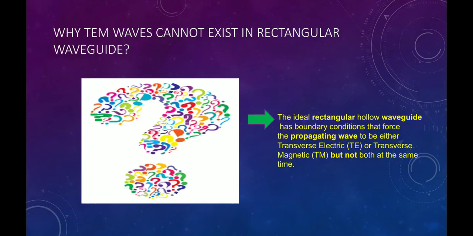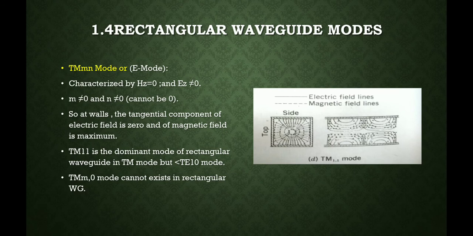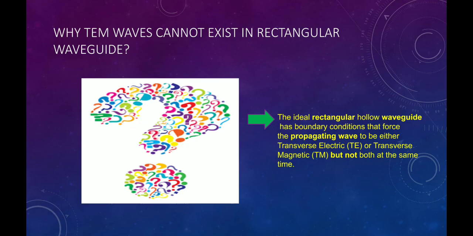Question is, why TEM, transverse electromagnetic mode, cannot exist in rectangular waveguide? Think for a while. The reason is there are boundary wall conditions for an ideal rectangular hollow waveguide, which force the propagating wave to be either transverse electric or transverse magnetic, but not both at the same time. This is the major reason.